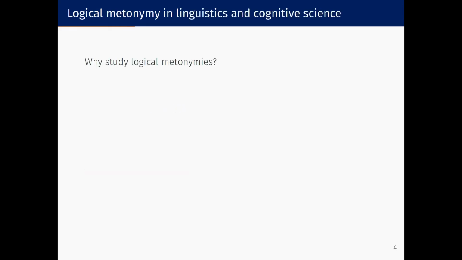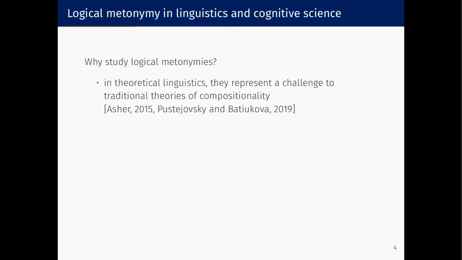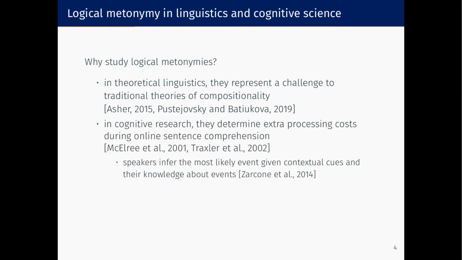Logical metonymies have been widely studied in both linguistics and cognitive science. In theoretical linguistics, they represent a challenge to traditional theories of compositionality, as it raises the problem that the conceptual structure of the sentence contains material not expressed at the lexical level. On the other side, they received extensive attention in cognitive research on human sentence processing. In particular, psycholinguistic work has demonstrated extra processing costs for metonymic constructions.